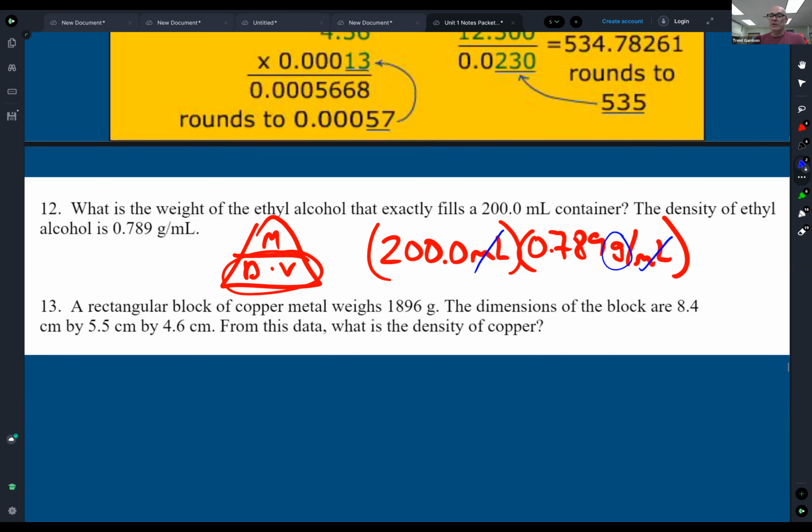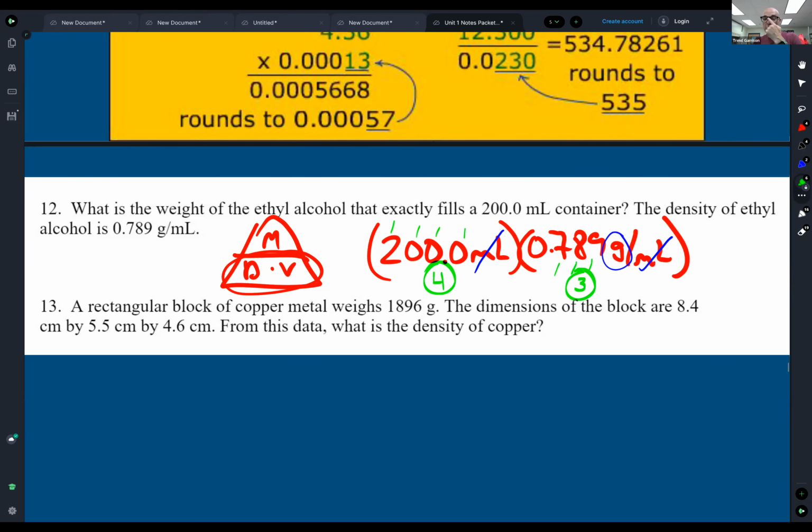Next thing I want you to notice, how many sig figs do I have? 1, 2, 3, 4: four sig figs in the first value, 1, 2, 3 in the second value. Zeros at front do not count as significant. The 0 in the first 200.0 does count because there is a decimal. Now, I'm only allowed to use 3 significant figures, so don't cut off your significant figures while you're calculating. Plug them all into your calculator, 200.0 times 0.789.